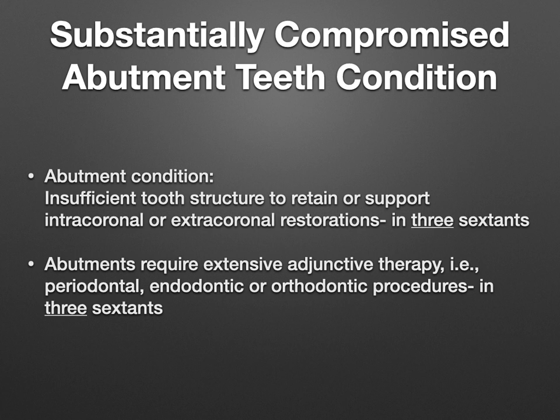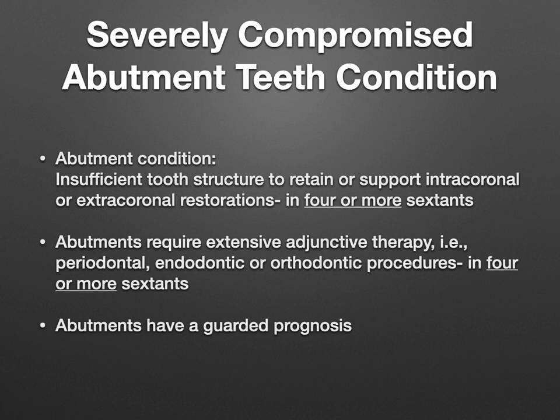So the substantial category means that those poor prognosis abutments involve more sections. If it's in 3 different sections, then we will consider that substantial. As you can see here, if it's 4 or more, then that would be severe compromise. So in this abutment tooth condition, it mostly depends on how many sections are involved for the poor prognosis teeth.